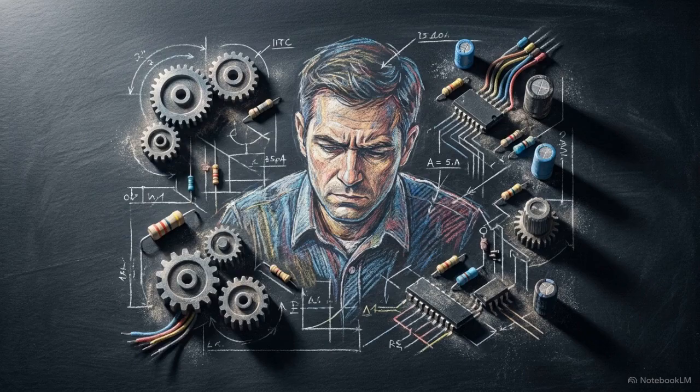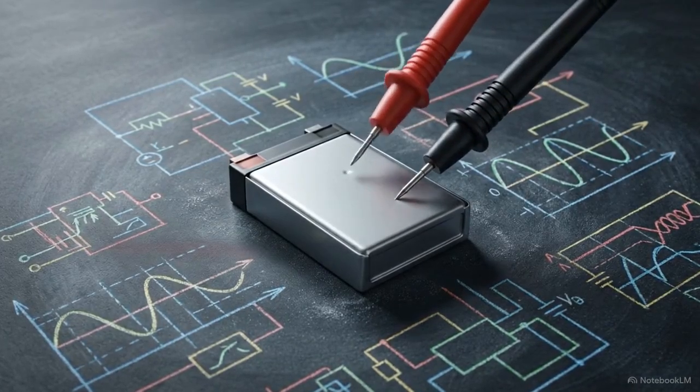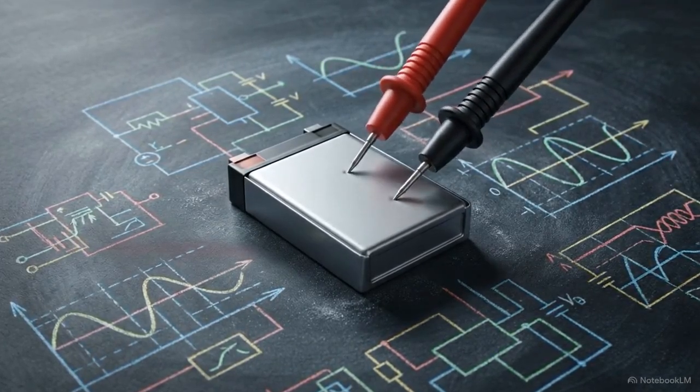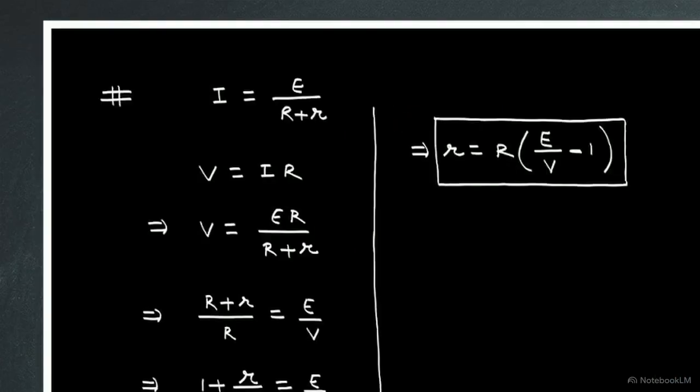This physical limitation presents an engineering problem. Because internal resistance is physically sealed inside the battery casing, we cannot connect test probes directly to it. So how do we measure it? We solve this by building a diagnostic test circuit. Looking at the schematic on the right, we connect our real cell to a known, measurable external load resistor, capital R. For this closed loop, our first mathematical axiom states that the total current equals the EMF divided by the combined total resistance of the circuit, capital R plus lowercase r.